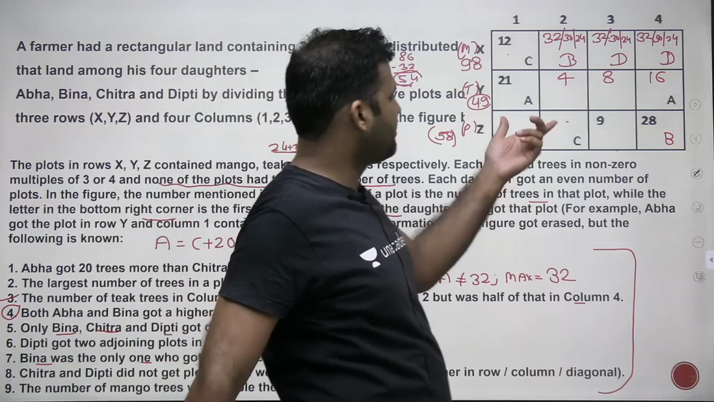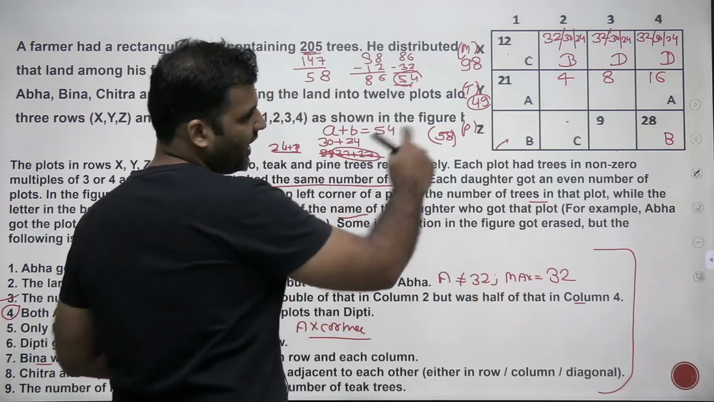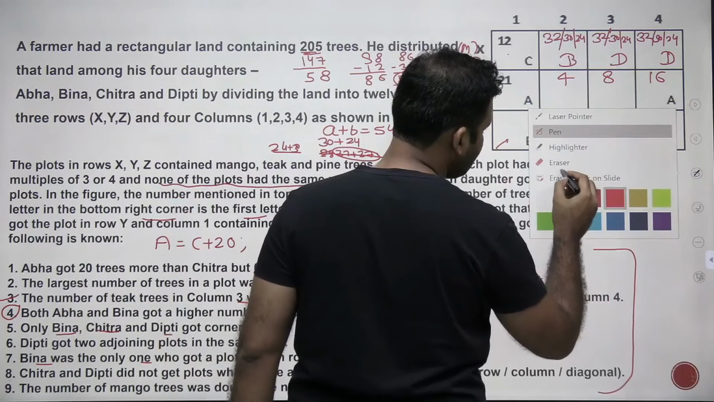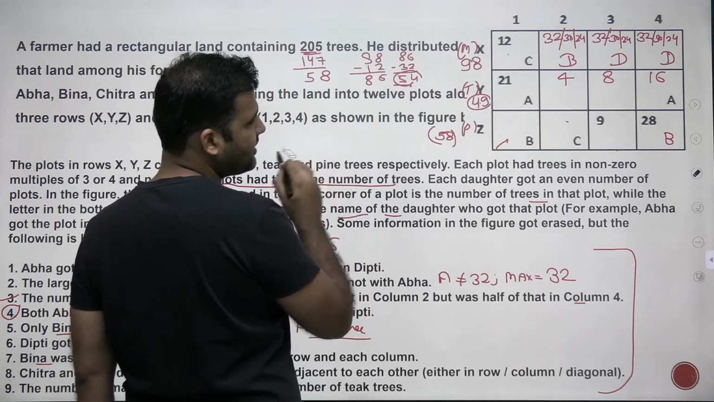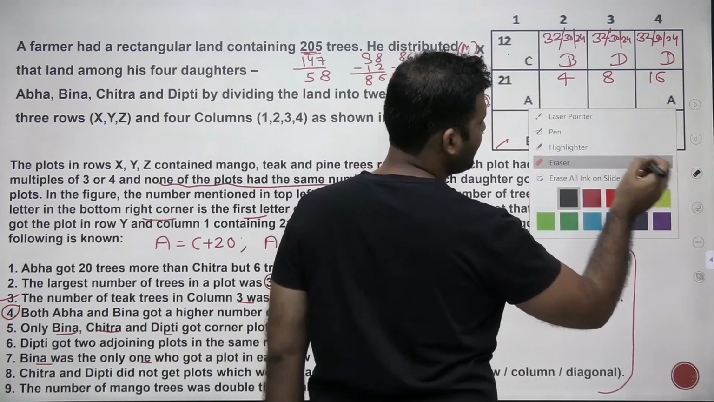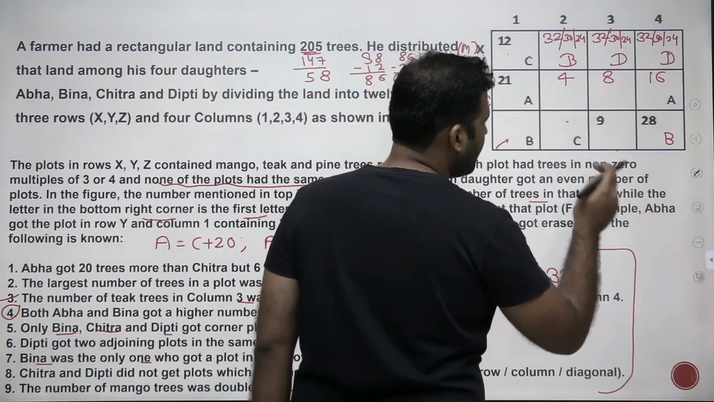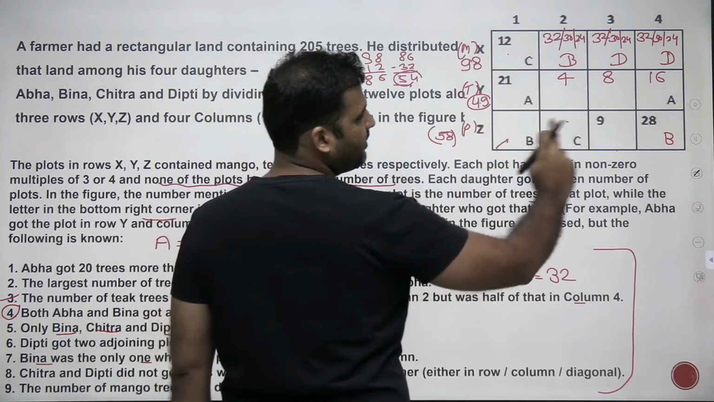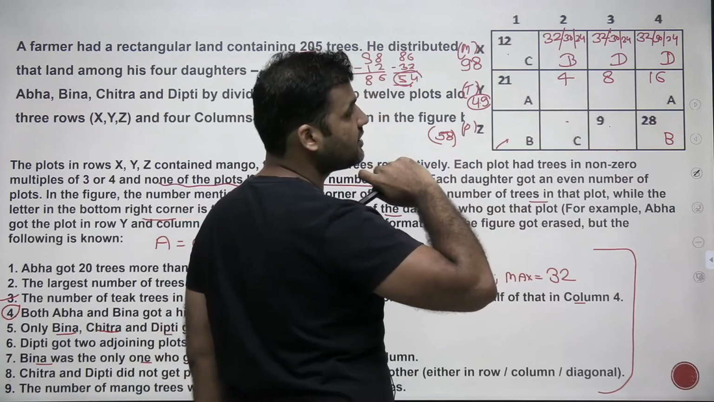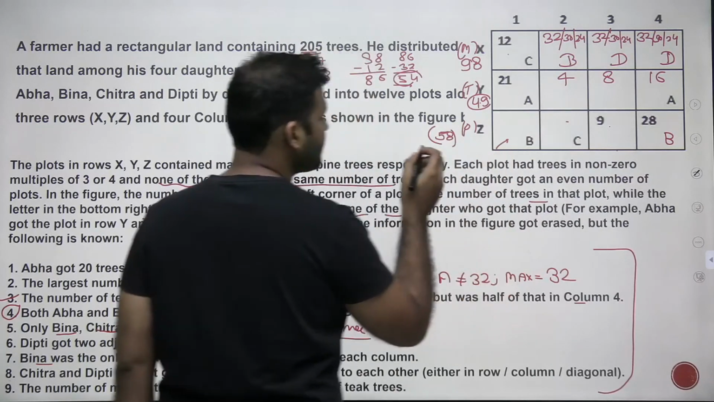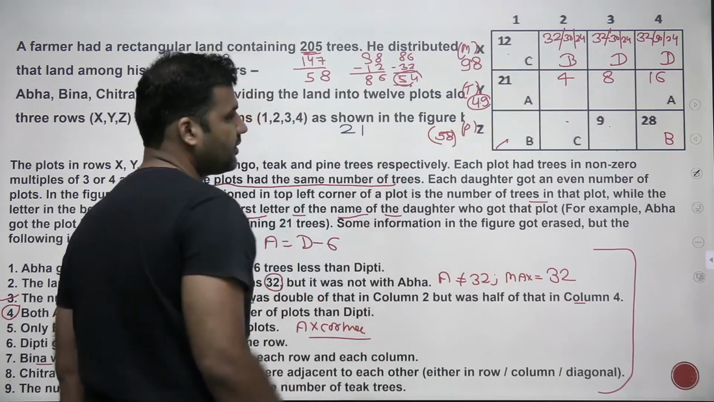And now we are left with B and C also. Similarly, if I have to make the cases for B and C, the B and C total will be what? Let's see what should be the total of B and C. I have a total of 58 trees in this row. 28 plus 9 is 37. 58 minus 37 will be 21.